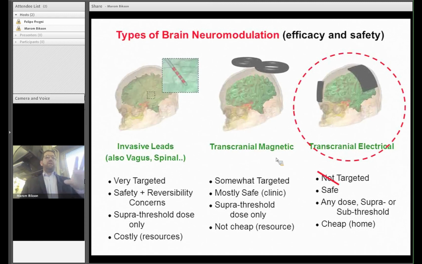But I do want to explain that the only difference between these technologies is how the electricity is delivered. In all cases, you're just getting the juice in the brain.